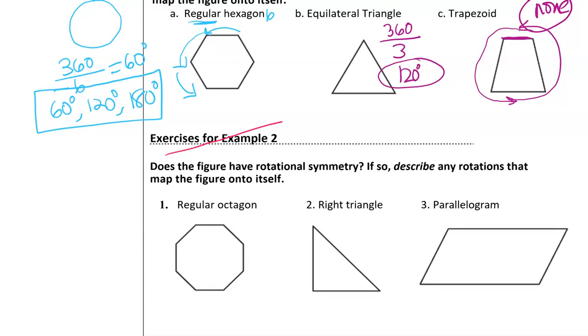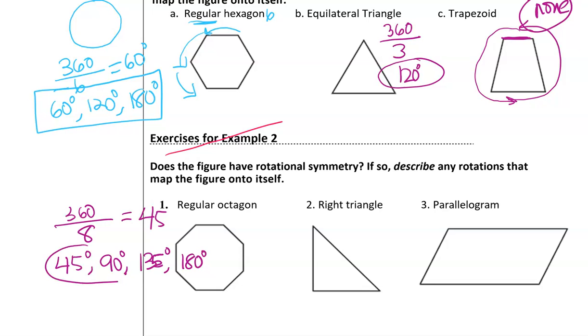Okay, so back to our regular octagon. So again, I would start with all the way around is 360. There are 8 angles in an octagon. So 360 divided by 8 is 45. So I can go every 45 degrees. Okay, so 45 degrees would be one of them. If I add 45 to that, I have 90. Add 45 to that, I'm up to 135. Add 45 to that, and I'm up to 180, and I can't go any farther. Okay, so I would say that a regular octagon has those angles of rotation.